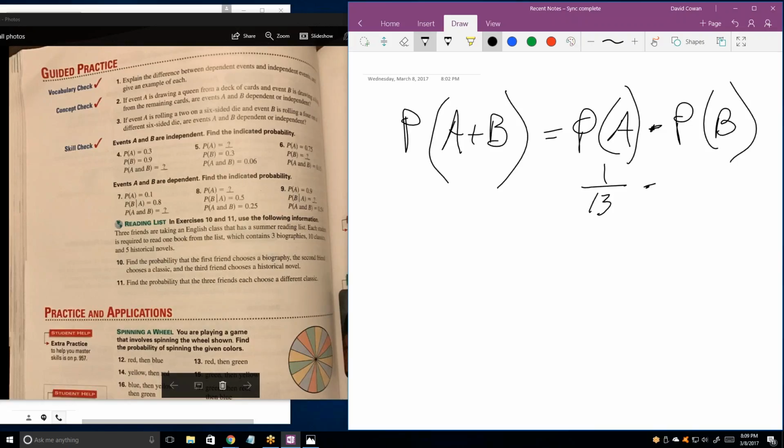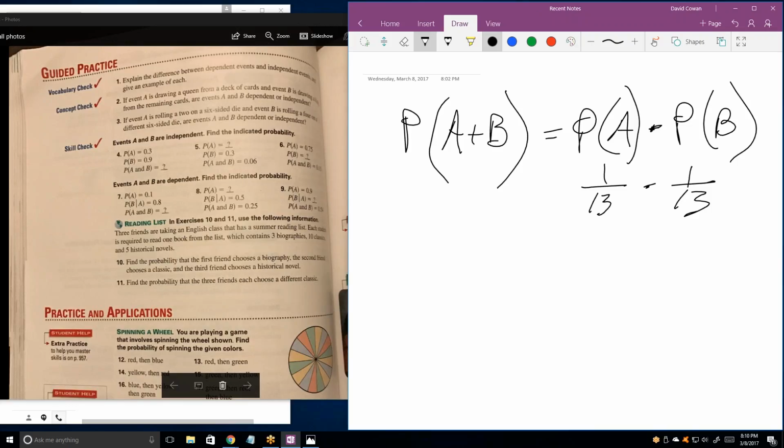If I added it, notice that I would get 2 over 13. Well, it's not going to be bigger. In other words, the odds of getting a queen out of one deck and a king out of the other is going to be much smaller than the odds of just getting a queen out of one deck.